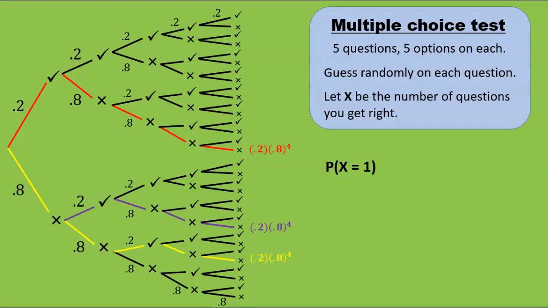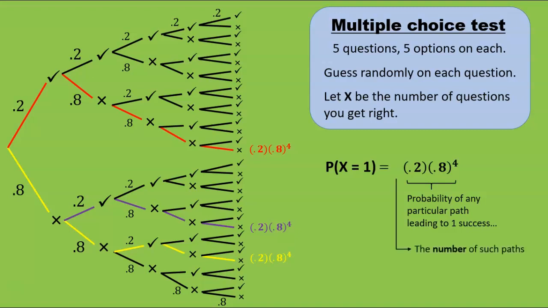And we can now make a very important observation. Every path that leads to 1 success will have the same probability, since any such path involves 1 up, hence 1 factor of 0.2, and 4 downs, hence 4 factors of 0.8. Thus, if we start with this probability, the probability of any particular path leading to 1 success, we can just multiply it by the number of such paths, and the result will be the probability that we seek.